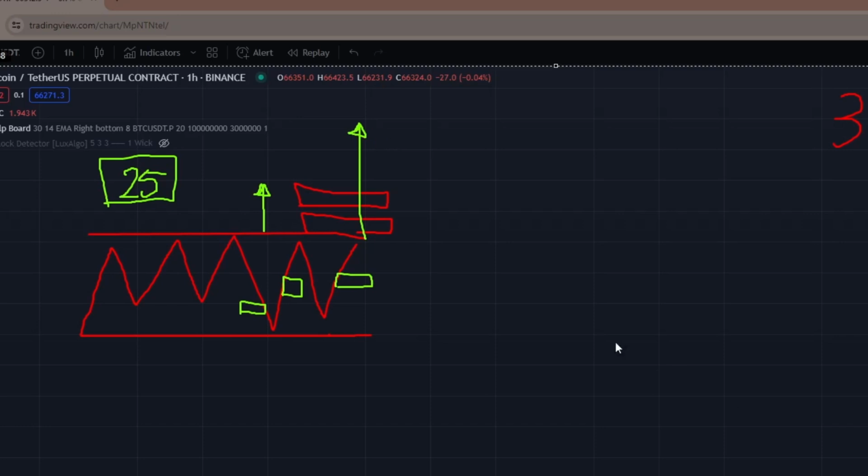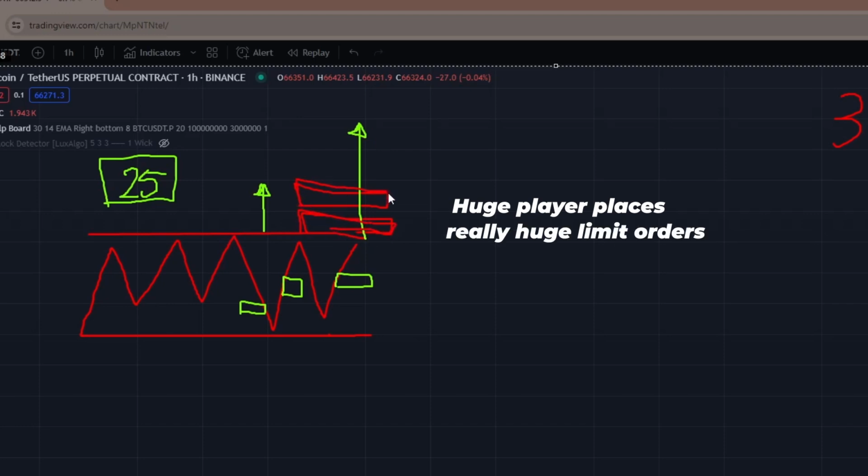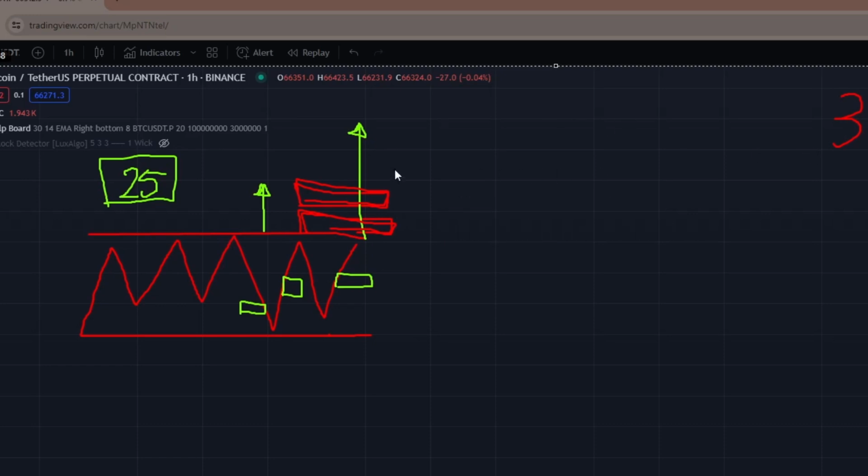And as you remember, the huge player places really huge limit orders here for sale against the movement. For example, for $150 million. You would say it's dangerous because he's placing the limit orders against the movement of retail. Yes, but the retailers start to fix their positions. They start selling and reversing the price back.